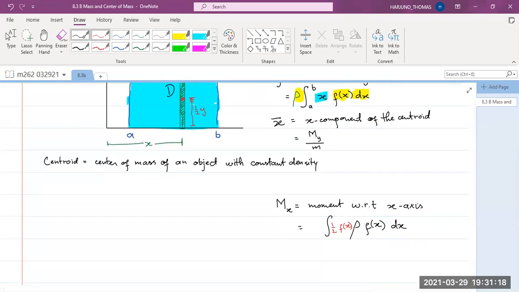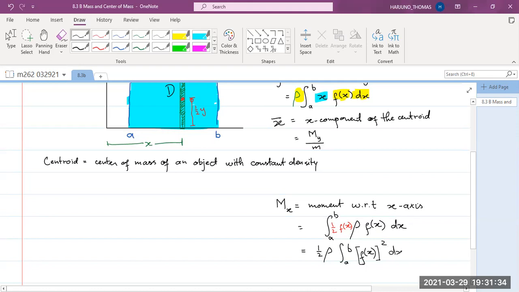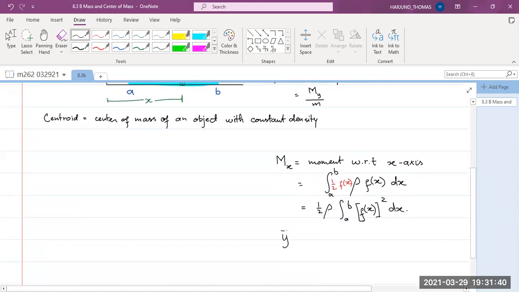So the moment with respect to the x-axis is 1/2 rho times the integral from a to b of f(x) squared dx. And therefore, the y component of the centroid is the moment with respect to the x-axis over the mass. That's it. We are done for this section. Everything else, just putting things together.